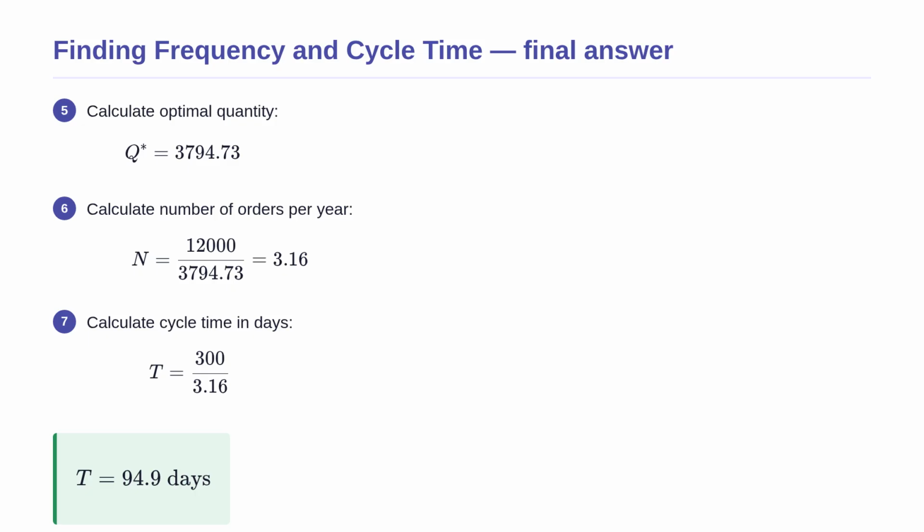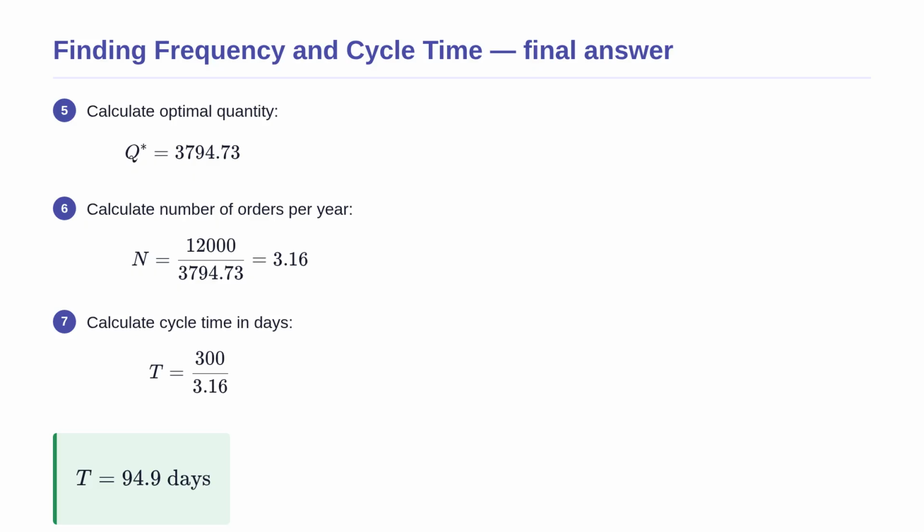We divide the annual demand of 12,000 by our optimal quantity. This tells us the factory will place about 3.16 orders per year. Finally, to find the cycle time, we divide the 300 working days by 3.16. The result is roughly 95 days. The factory should order about 3,800 chips every 95 days, ensuring they never run out while keeping costs at the absolute minimum.